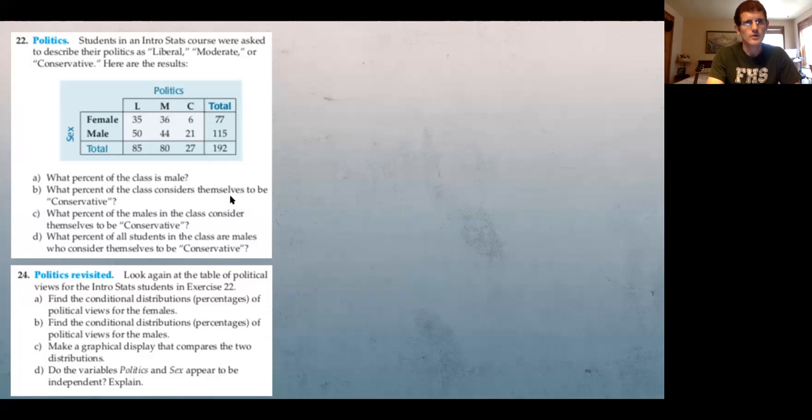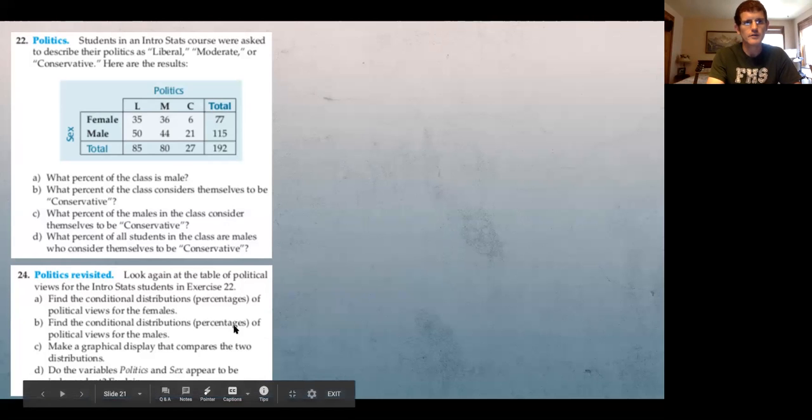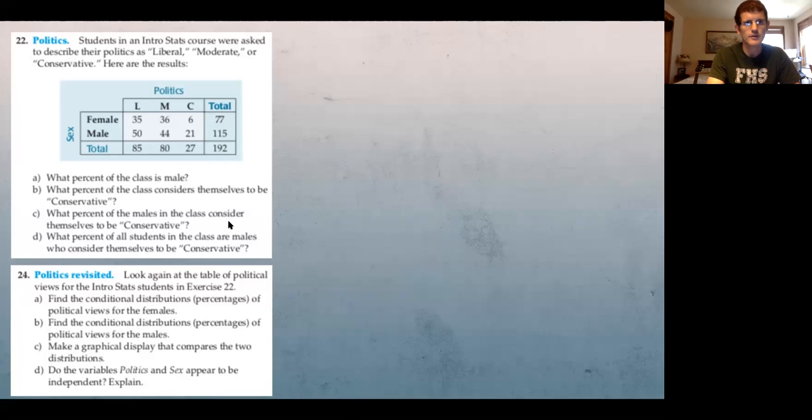Okay, so problems 22 and 24 in the textbook. You're not doing these 2 in your homework, but they're very similar to some that you will be. I'm not going to actually do all the math here. I just want to run through them as fast as I can. So students in an intro stats course were asked to describe their politics as liberal, moderate, or conservative. Here are the results. And it's a 2-way table.